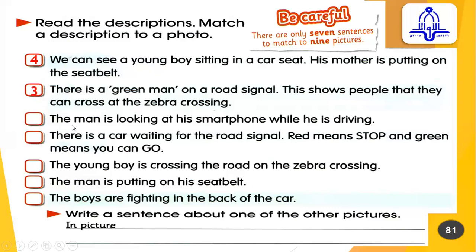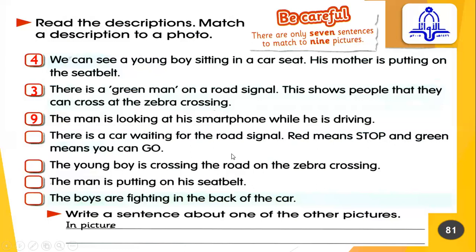The third sentence, the man is looking at his smartphone while he's driving. الرجل is looking at, ينظر إلى, لاحظوا هنا أيضا present continuous, عندي is, وعندي looking, ضفت له ing, and this is present continuous. So the man is looking at, الرجل ينظر إلى his smartphone, إلى موبايله, while, بينما, he's driving, بينما هو يسوق السيارة. This sentence referred to picture 9. هذه تشير إلى الصورة رقم 9.